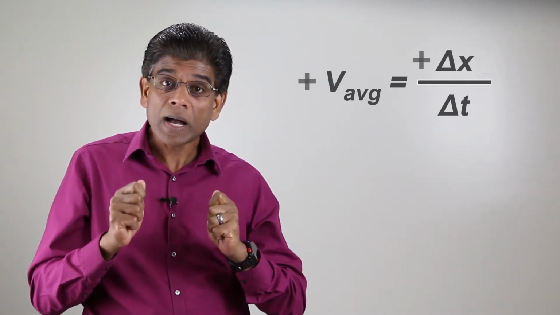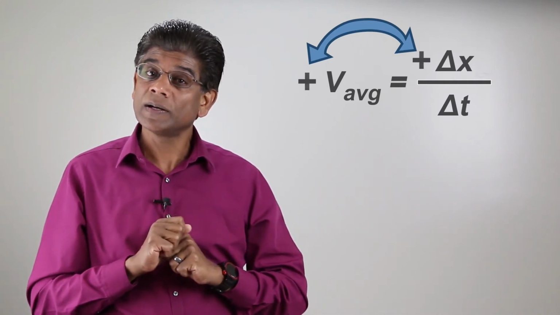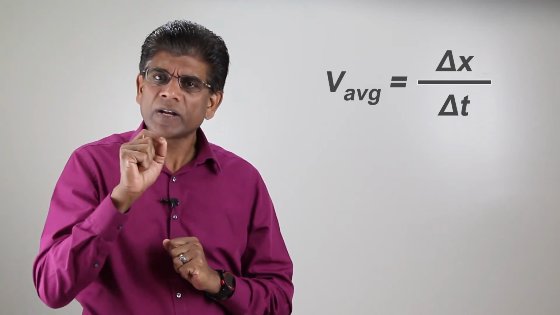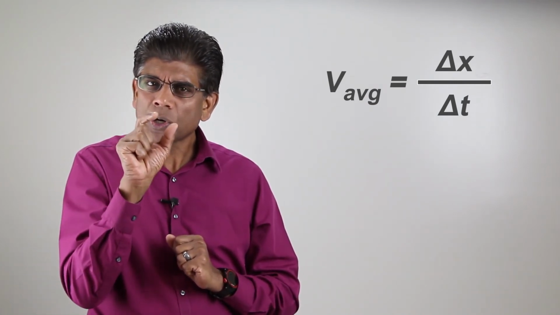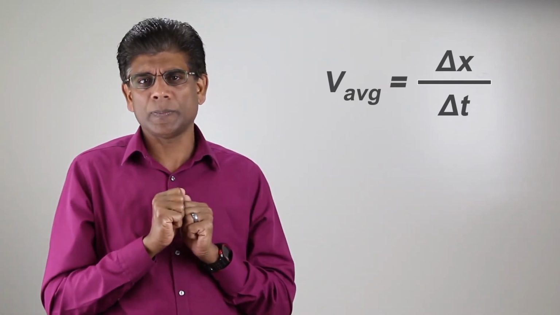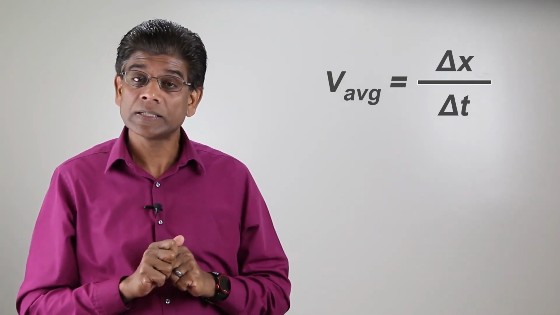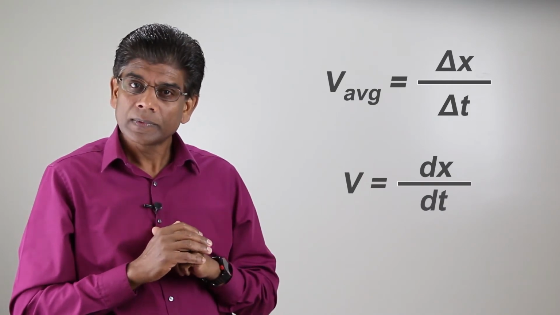The velocity is positive or negative depending upon whether the corresponding displacement is positive or negative. The instantaneous velocity instead of average velocity can be obtained by choosing shorter and shorter time intervals and correspondingly smaller displacement increments. Thus, the expression for velocity can be written using calculus as v is equal to dx over dt.